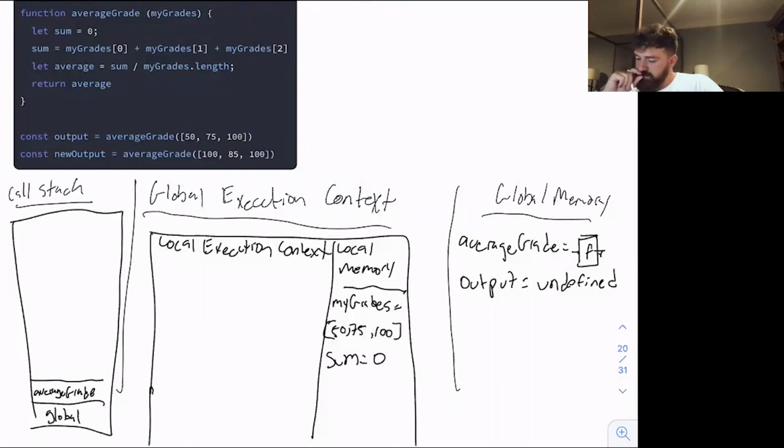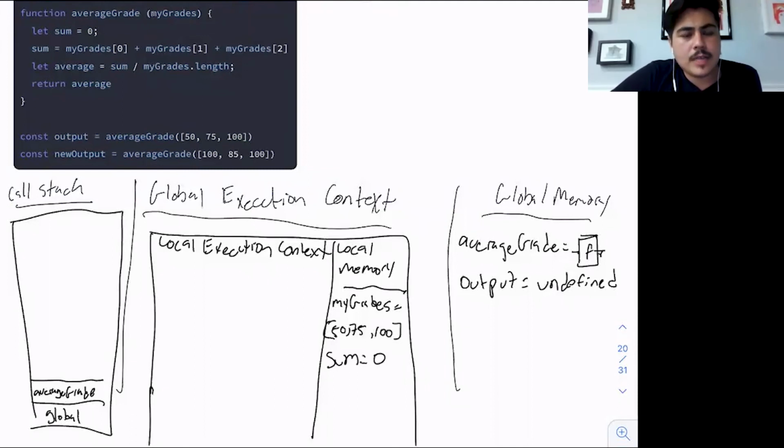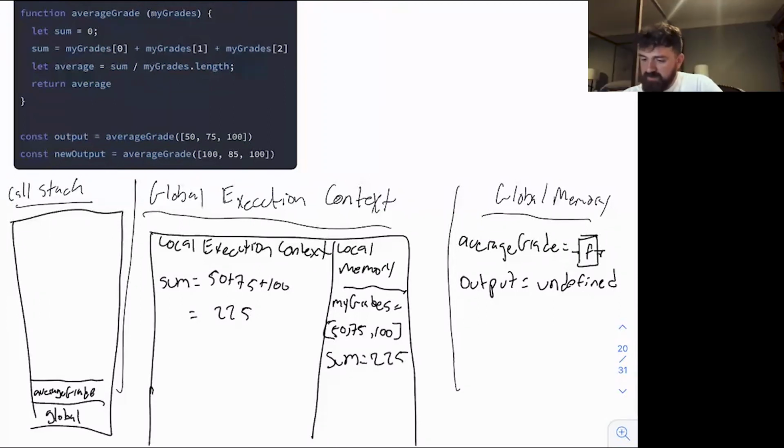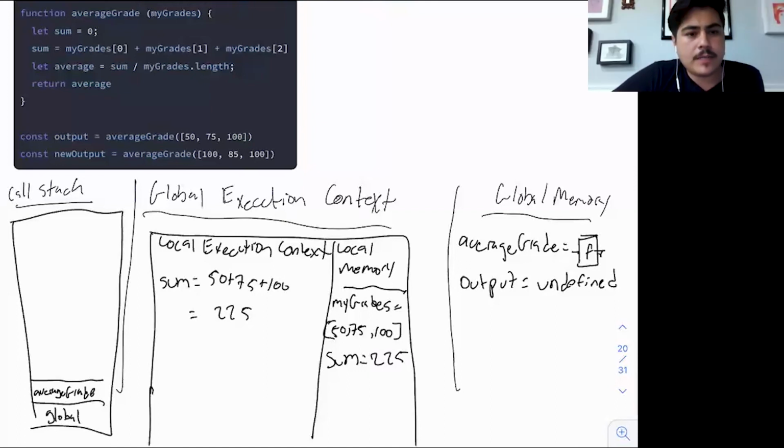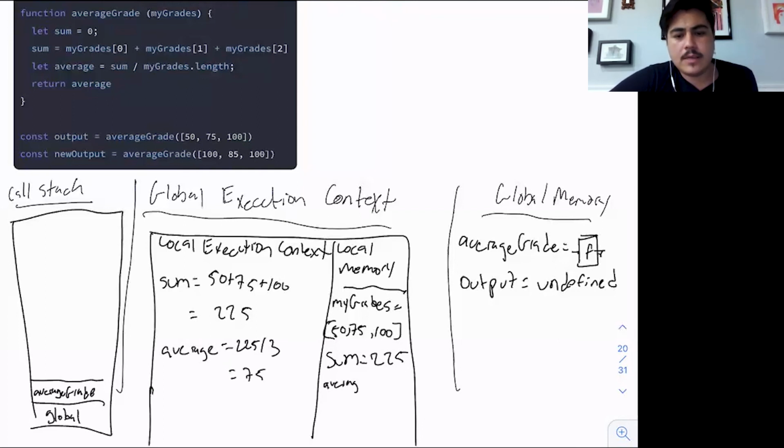Okay, keep it going. All right, line 3, we're going to assign to sum the evaluated result of adding myGrades at index 0 plus myGrades at index 1 and 2 together. So that would be 50 plus 75 plus 100, which is 225. Great. We'll reassign that in local memory. Excellent. Keep it going. We're declaring a new variable labeled as average, and we'll be assigning that the evaluated result of dividing sum by myGrades at length, which would be 225 divided by 3, which is 75. And that would then be in local memory.